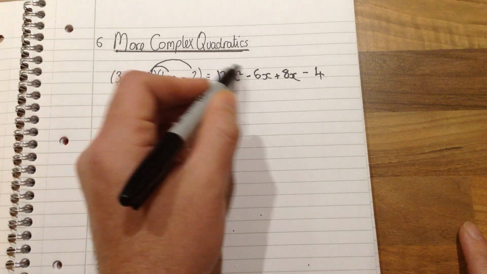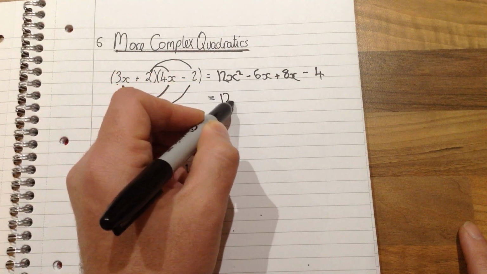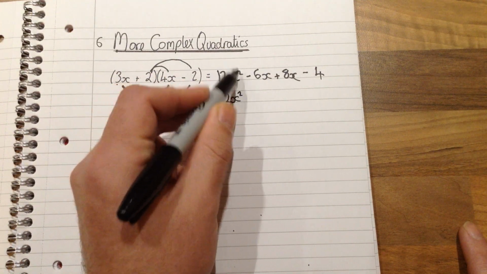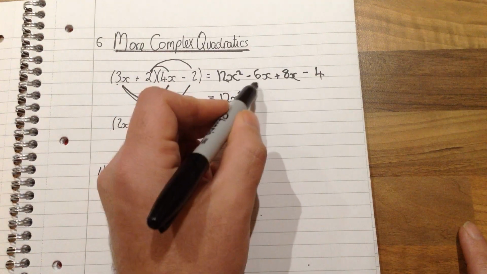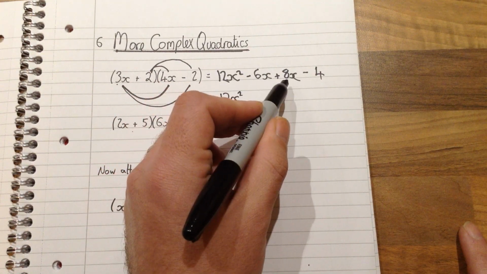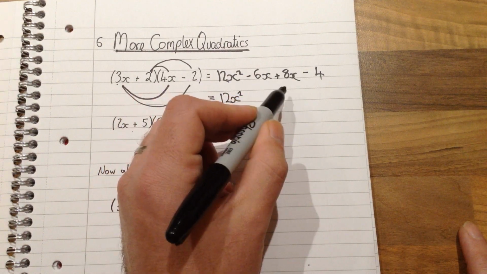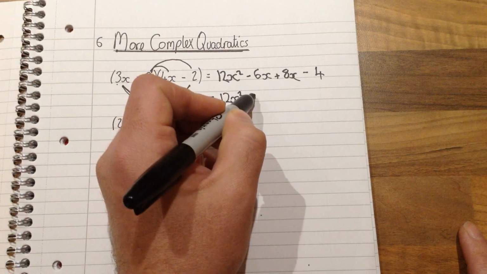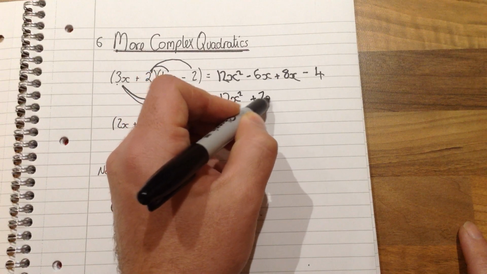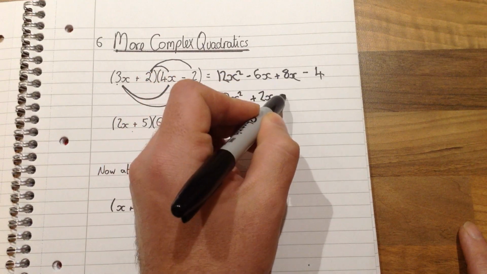Simplifying, the 12x squared stays as it is, because it's the only x squared term, minus 6x plus 8x. So if you start on minus 6, add 8 on, that means we go up 8, it would get us up to plus 2x, and then minus 4 in the end.